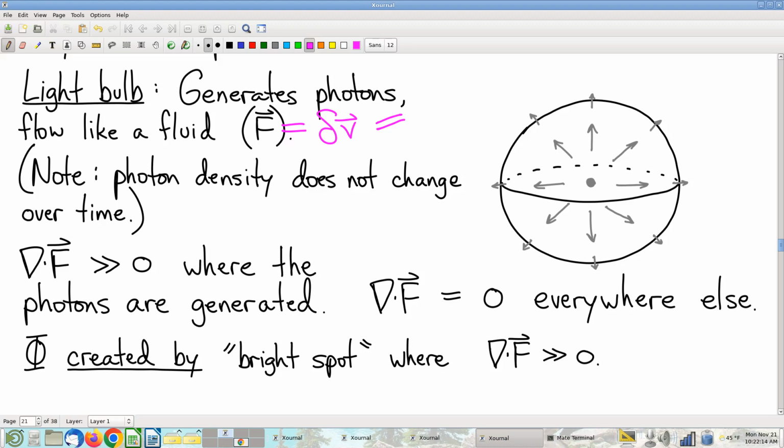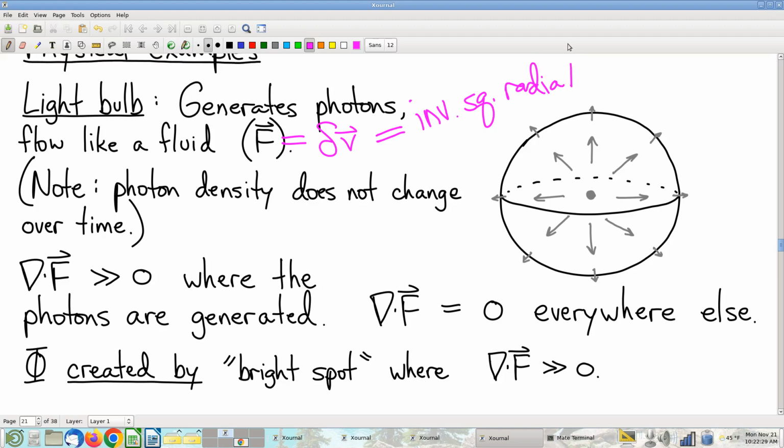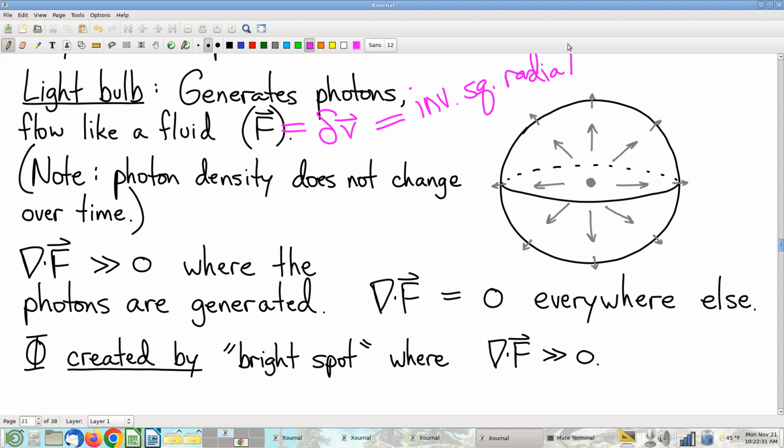I'm going to write that down here. This is inverse square radial, and we've talked about that vector field previously, and I'm going to do a callback to that point in a little while here.